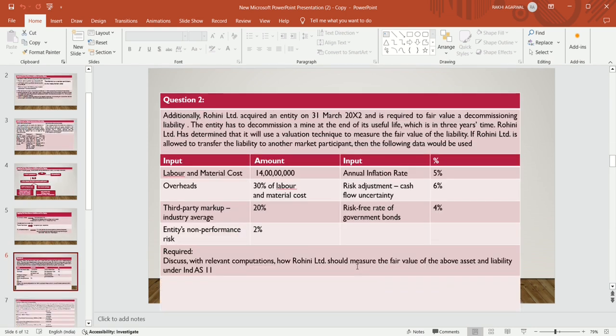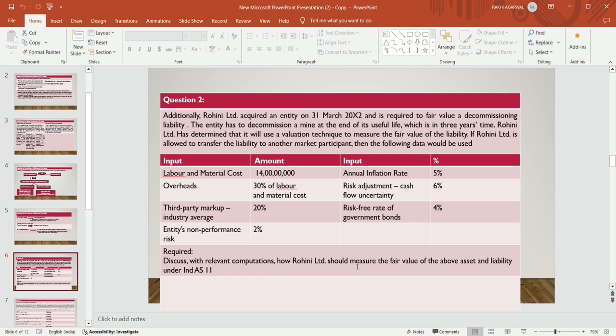Whatever we have discussed, we will explain with the help of an example. We discussed the decommissioning cost, so we will explain with an example. We will take the example of Rohini Limited, which we had also discussed in the previous discussion. That was the first part. In the second part, we will discuss the decommissioning cost. Additionally, Rohini Limited acquired an entity on 31st March 2020 and is required to fair value a decommissioning liability. In its books there is a decommissioning liability and it has to make a fair valuation of that. The entity has to decommission a mine at the end of its useful life, which is 3 years. There is a mine, and its useful life is 3 years.